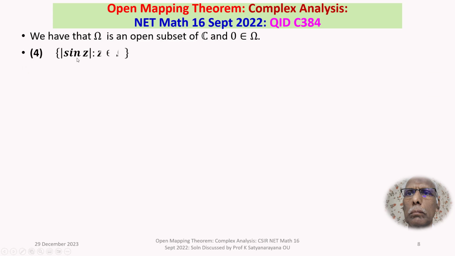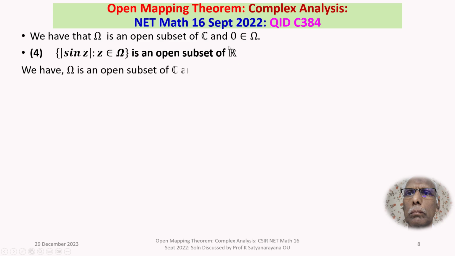Move to the next option, option 4. That is, the set consisting of mod sin z, z belongs to omega, is an open subset of R, the set of real numbers. So we have omega is an open subset of C and 0 belongs to omega. This is very important. Now let A be the set consisting of mod sin z, z belongs to omega, which is a subset of R. Why? Mod sin z is a real number.